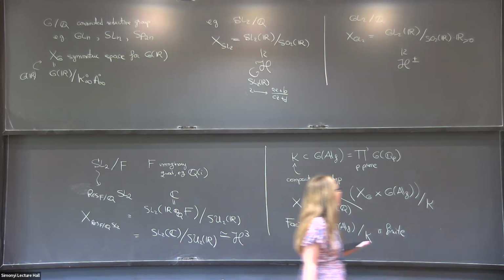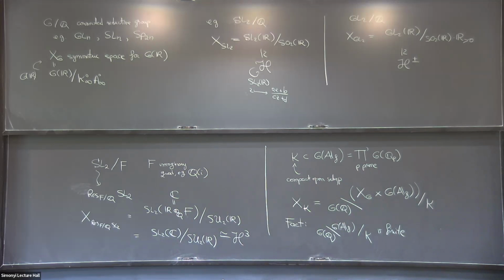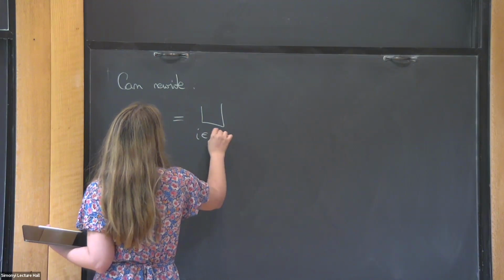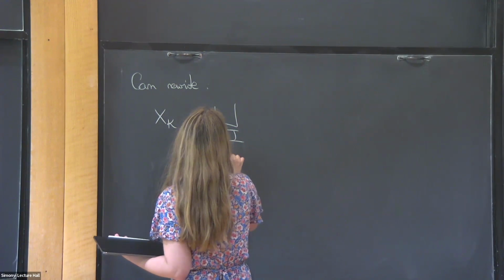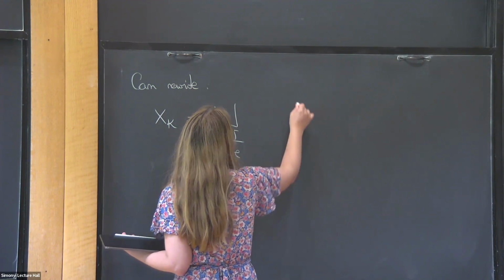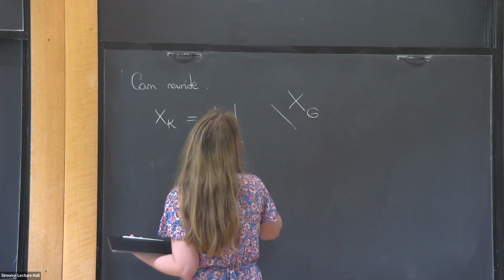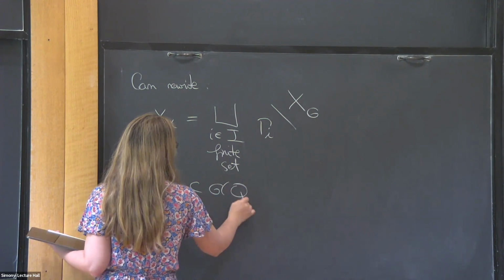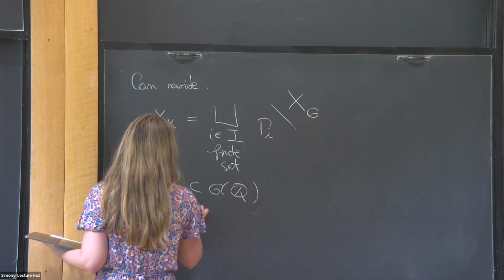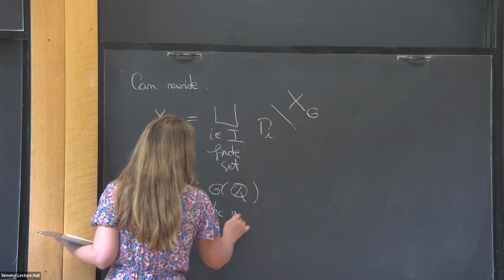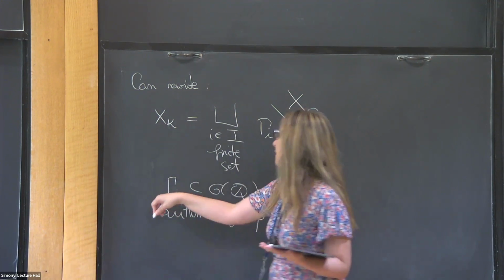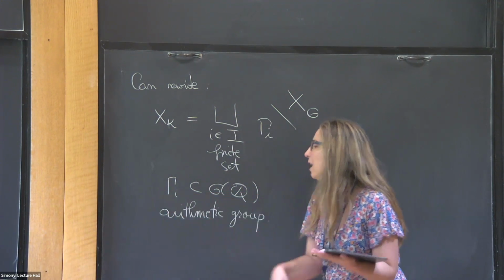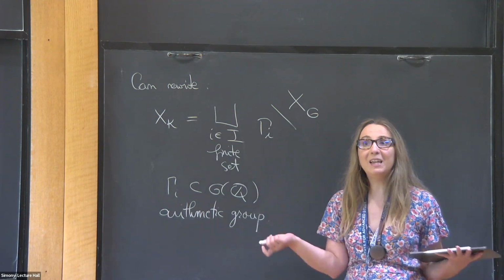And so then it turns out that you can rewrite Xk as a disjoint union over i in some finite set of my original Xg quotiented out by certain arithmetic groups in here. And typically these Gamma i's, so for us, these Gamma i's are really going to be cut out by congruence conditions from something like G(Z).